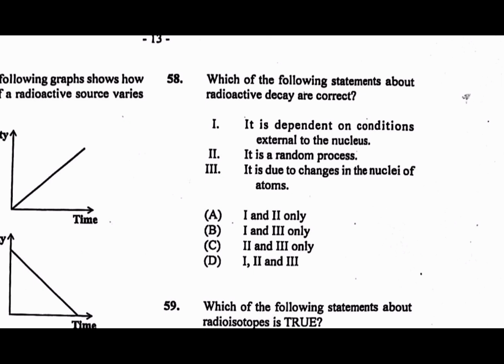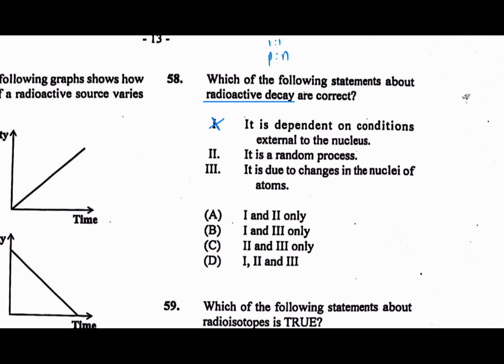58. Which of the following statements about radioactive decay are correct? Number 1, it is dependent on conditions external to the nucleus. That's a lie. Actually, the main reason why radioactive decay happens is because an element is unstable. And how do we know that? Well, to figure out if an element is unstable, we actually look at the nuclei, right? So for an element to be stable, the proton to neutron ratio should ideally be 1:1. If this is not the case, it might undergo radioactive decay in hopes of becoming more stable. So number 1 is wrong.